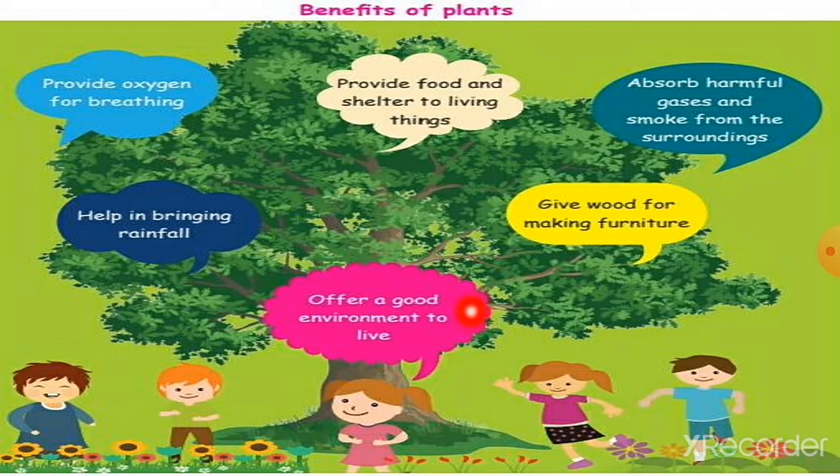It offers a good environment to live and also it helps in bringing rainfall. So these are the benefits of plants. So the benefits are: it provides oxygen for breathing, it provides food and shelter to living things, it absorbs harmful gases and smoke from the surroundings, it gives wood for making furniture, and it offers a good environment to live and also helps in bringing rainfall.